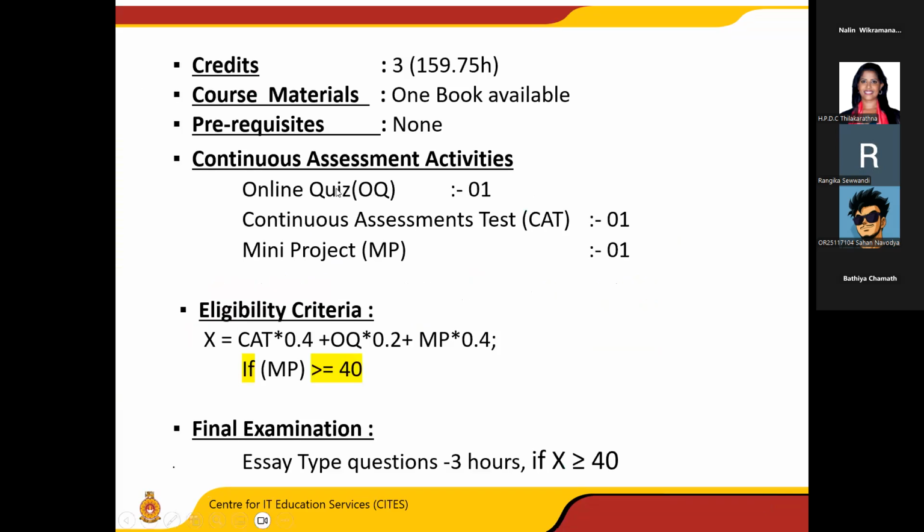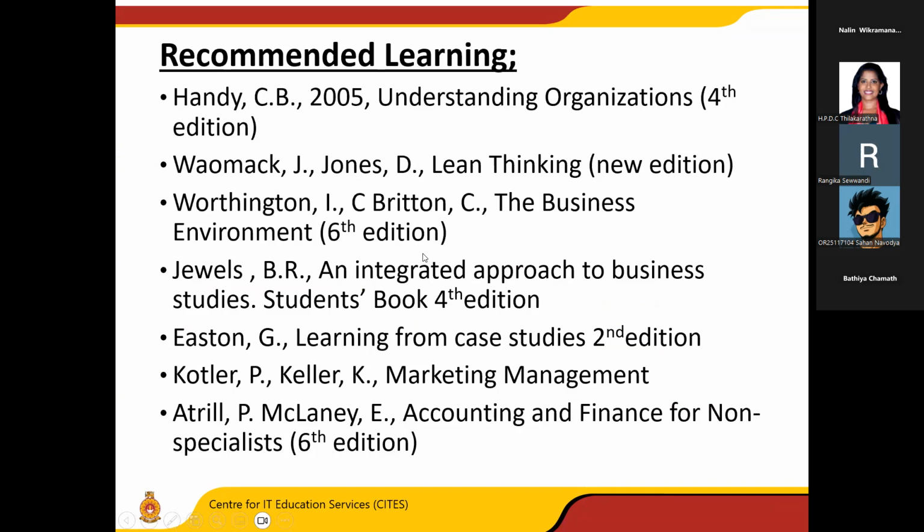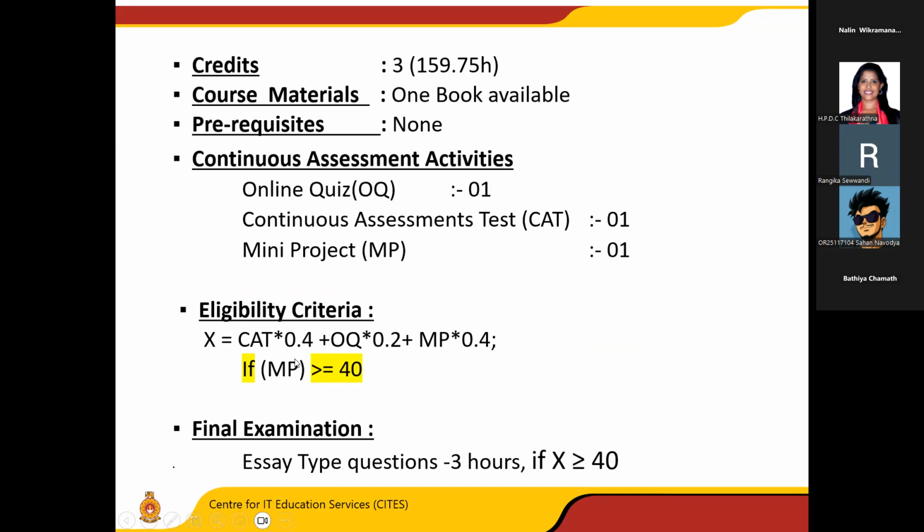When we talk about the eligibility criteria, there are three continuous assessment components: one online quiz, one continuous assessment, and a mini project. As well, this mini project is compulsory. When talking about the eligibility criteria, you can see the equation here.